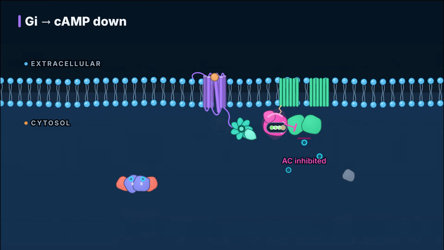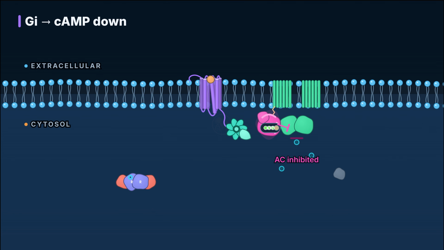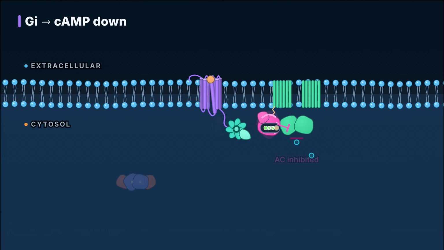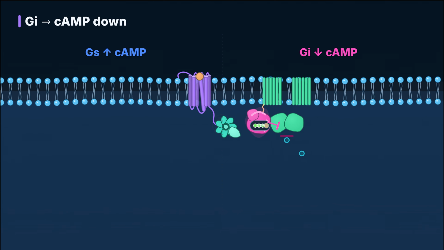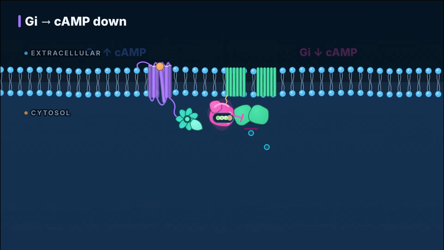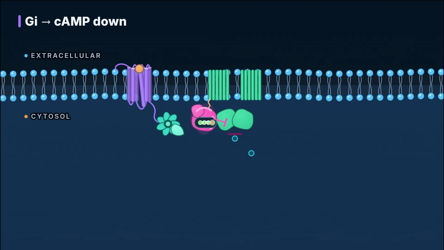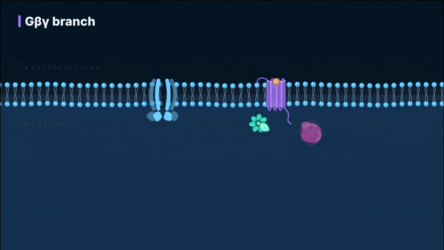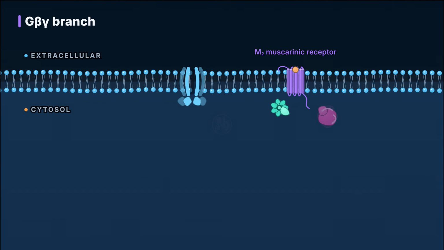PKA activity consequently decreases. Proteins that would have been phosphorylated by PKA remain less phosphorylated. GI therefore often opposes a GS signal that converges on the same adenylyl cyclase-cAMP system. However, GI signaling is not simply an off switch. The released G-beta-gamma complex is itself an important signal transmitter.